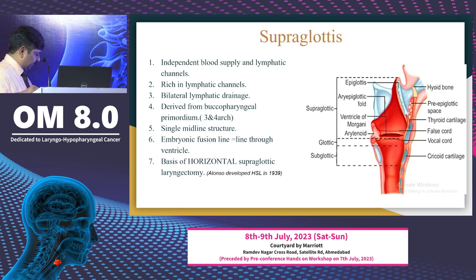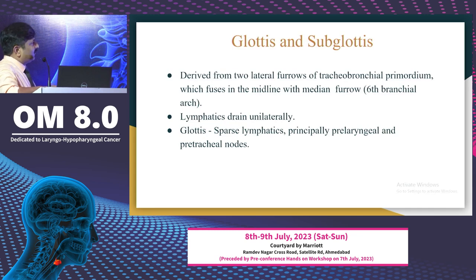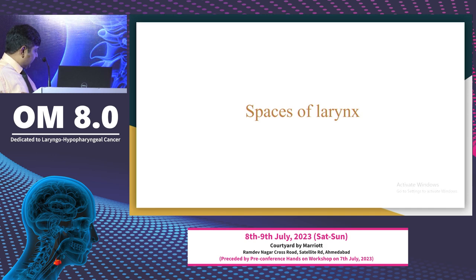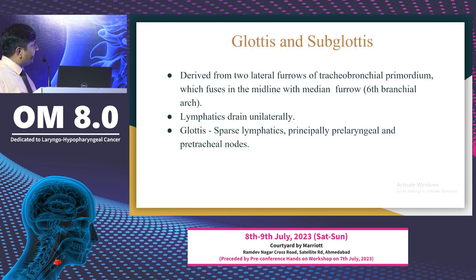So this is supraglottis. Glottis and subglottis are derived from two lateral furrows of tracheobronchial primordium which fuse in the midline. So these are unilateral structures, not like supraglottis. Lymphatics drain unilaterally, that's why we have unilateral nodes. Glottis is sparse in lymphatics, that is why we rarely get nodes at the time of presentation.